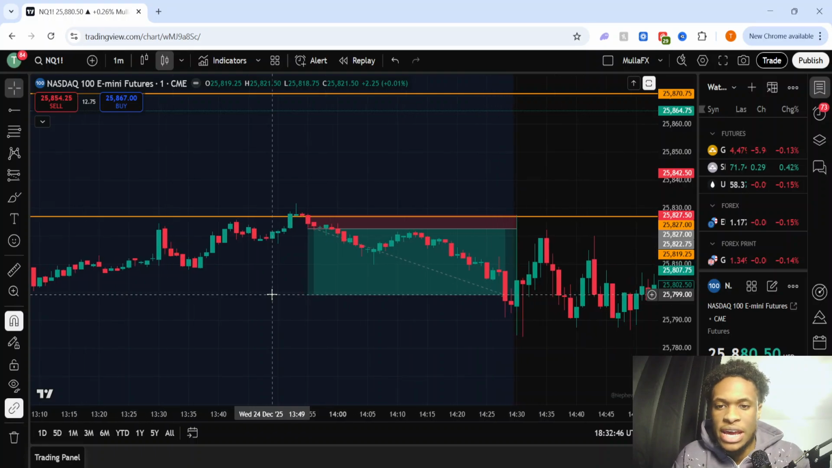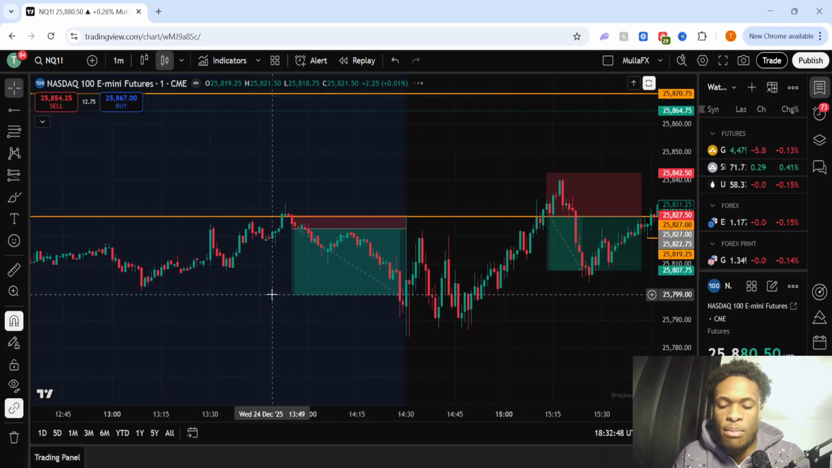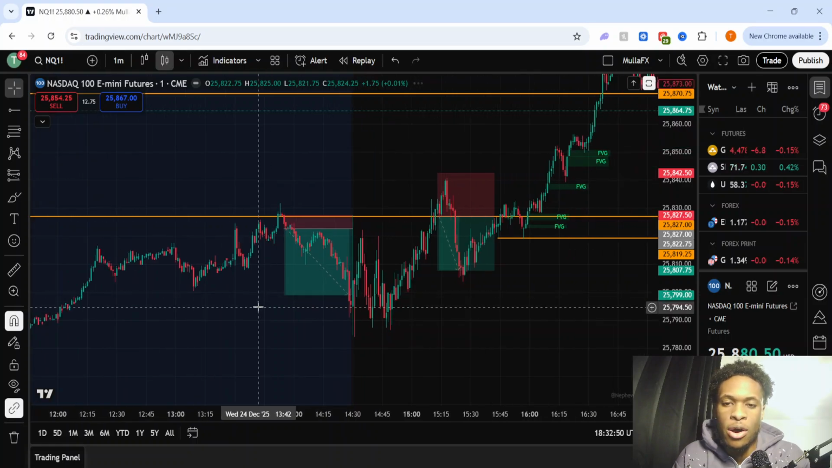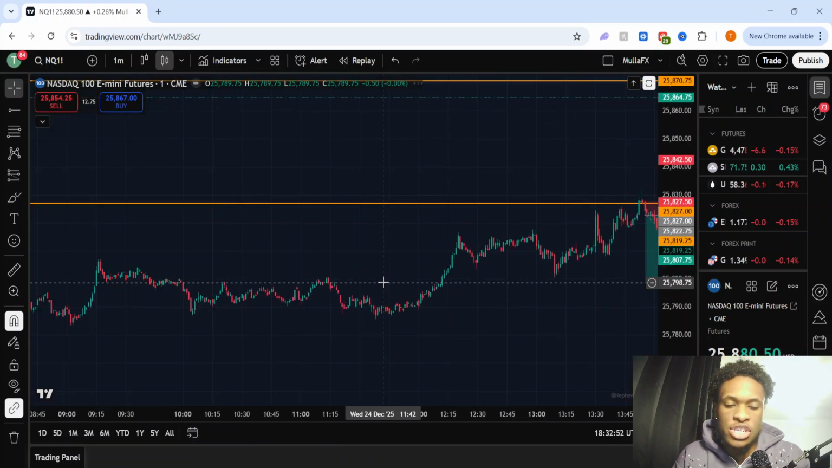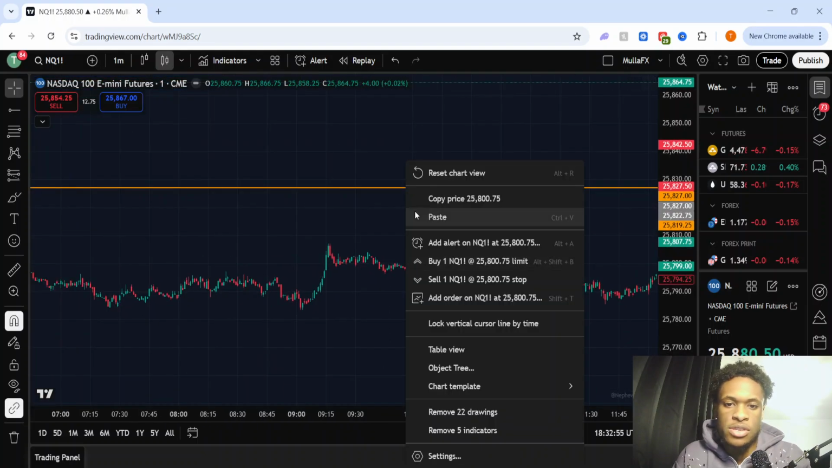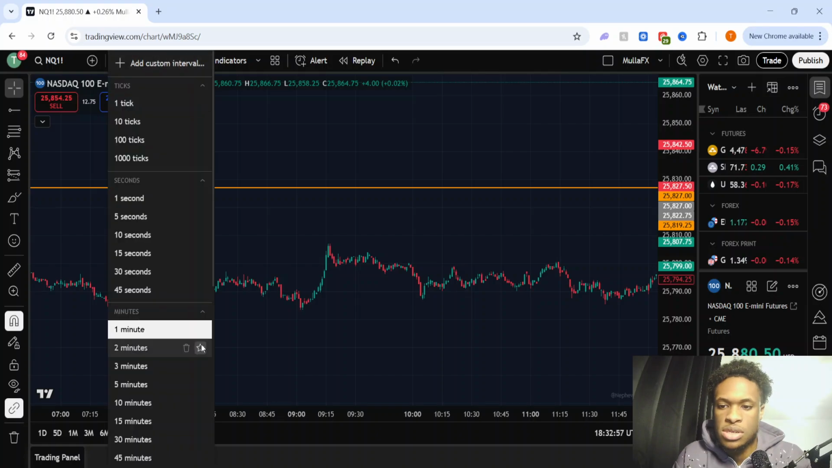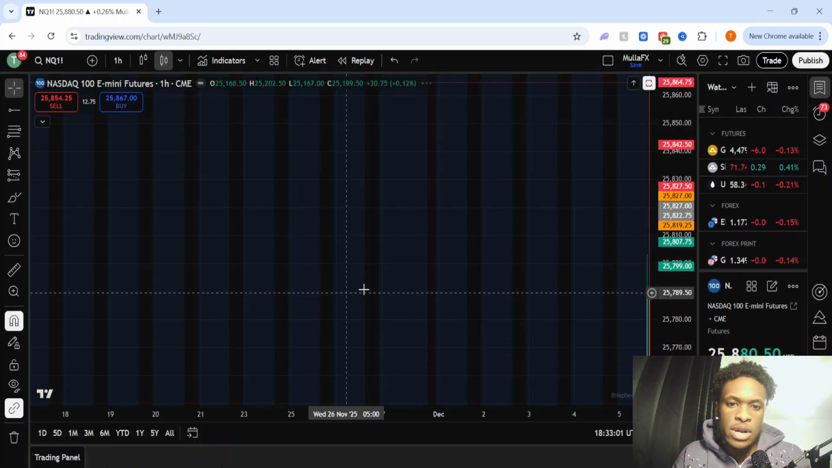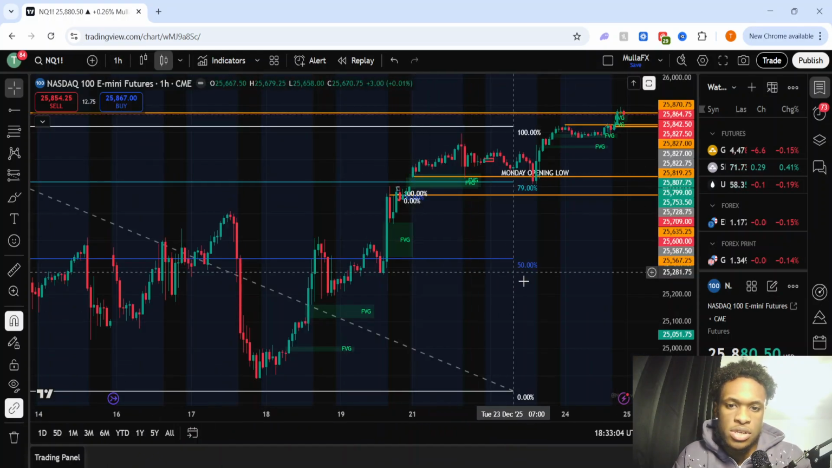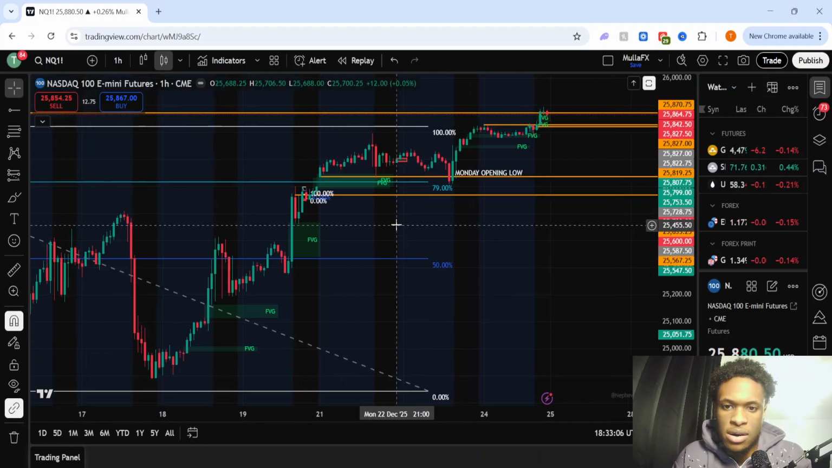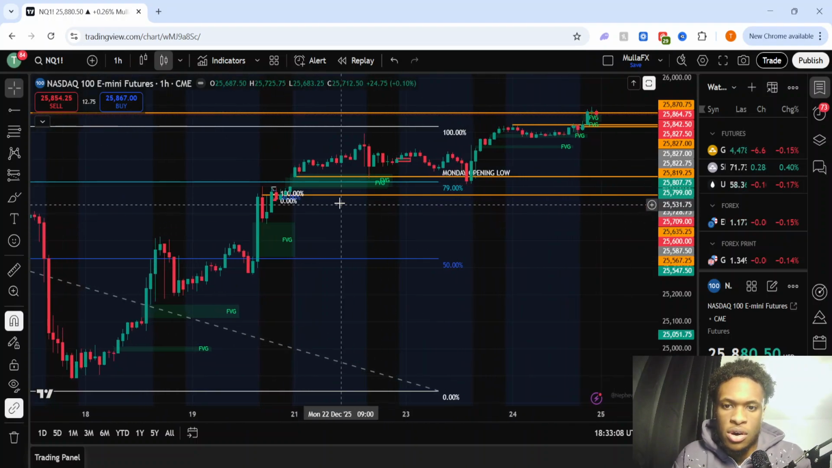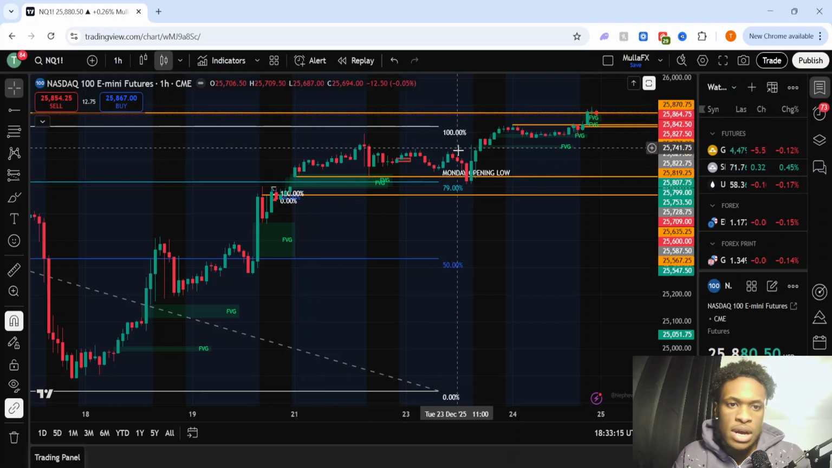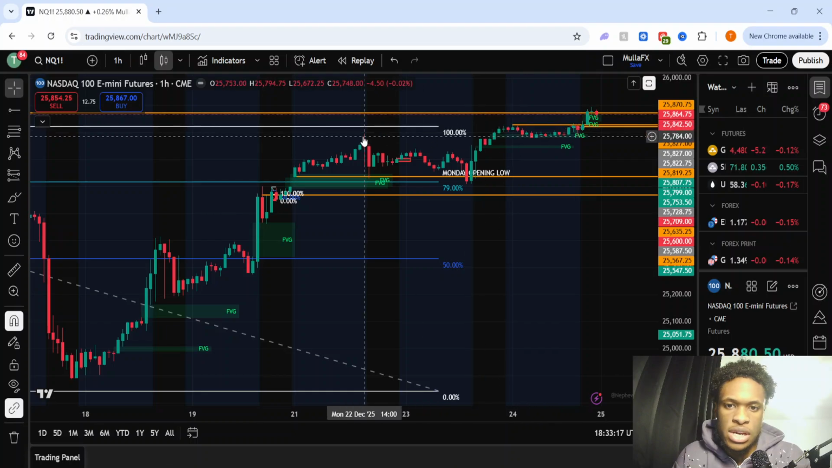As you can see here, what I did to begin with is I marked the high and low of the midnight session GMT. If you go to the 1 hour time frame, reset chart view, you can see that I marked it out right here as well. This is from the past day, but from here you have the high, and you have the low as well, which was here.